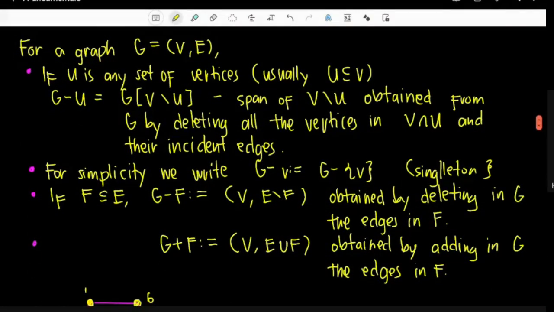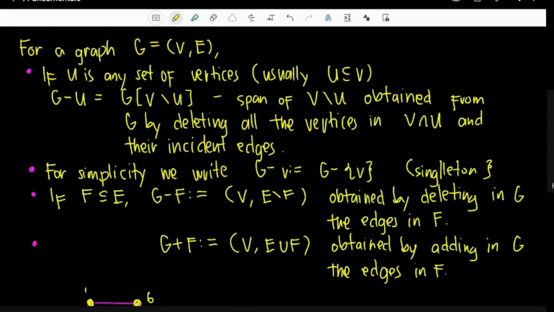Alright, more operations on the graph. For a graph G, if U is any set of vertices, usually U is a subset of V, then G minus U is the span of the vertices V minus U obtained from G by deleting all the vertices in V intersection U and their incident edges. So, para lang din tong yung kanina na difference ng dalawang graph. Pero this time kasi, graph minus set of vertices. Kasi kanina, graph minus a graph.